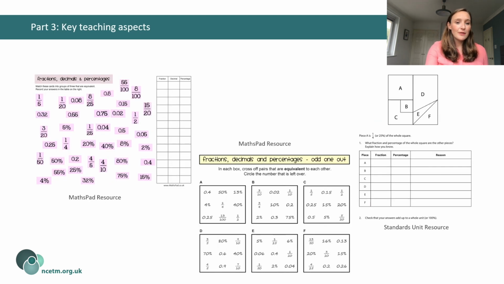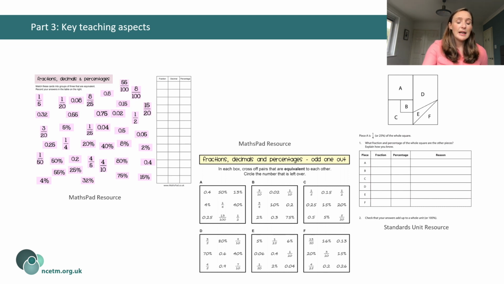So to finish off, I've got a couple of resources that I like to use once I've covered fractions, decimals, and percentages conversions, just to assess what they know, what they can and can't do. These are three resources, two from MathsPad and one from the Standards Units resource. I really like matching tasks and odd one outs, because they identify misconceptions, they challenge their understanding, and they get the students really thinking about what it is they're doing rather than just working through a set of questions.